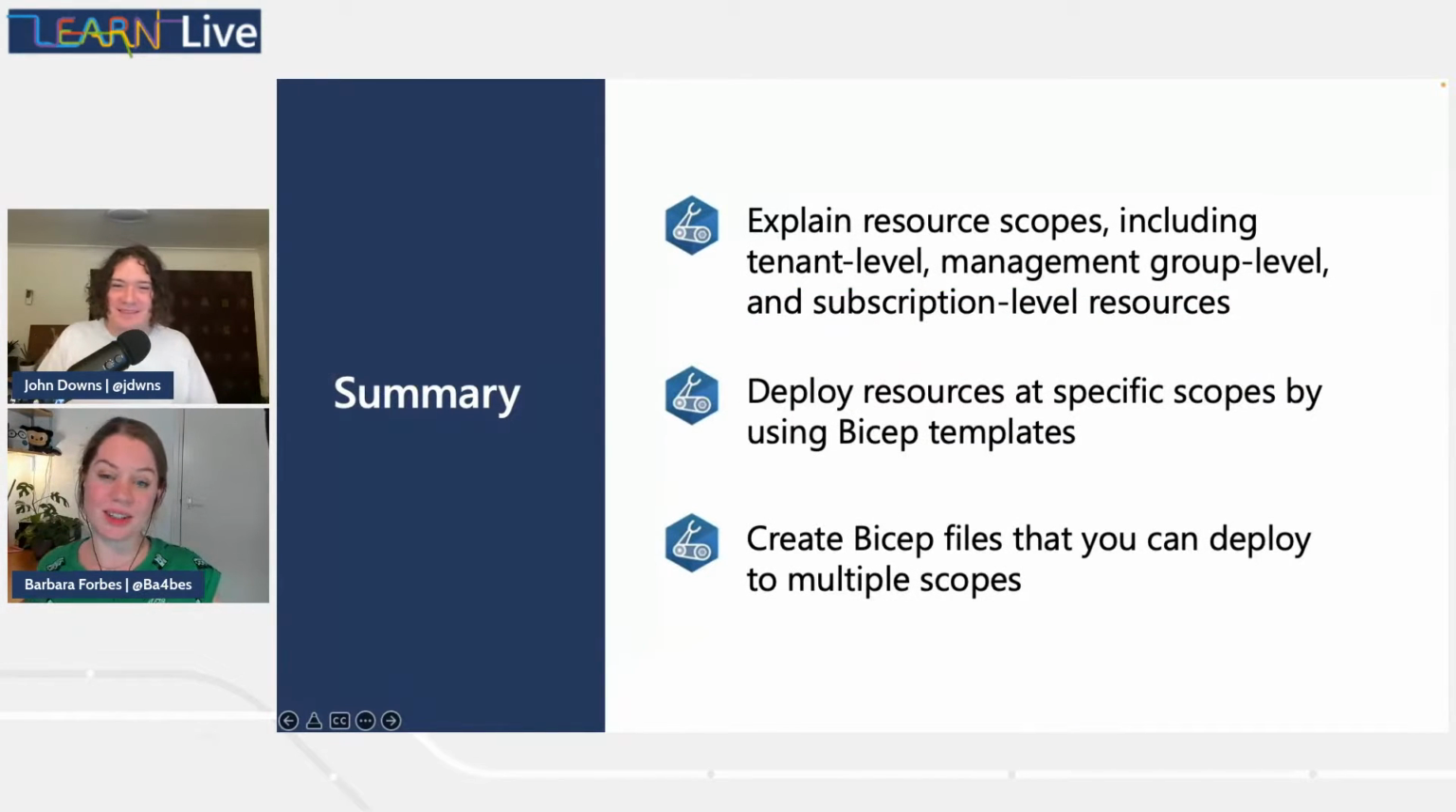All right. So what did we learn about today? We learned about the scopes of resources, all the different scopes you can use: the tenant level, management group level, and subscription level resources. And we were already familiar with resource group level resources. We've deployed resources at different scopes with Bicep templates, like the policies we saw, or the resource group and the VNet within the resource group. And we learned how we can use one template to deploy to multiple scopes.